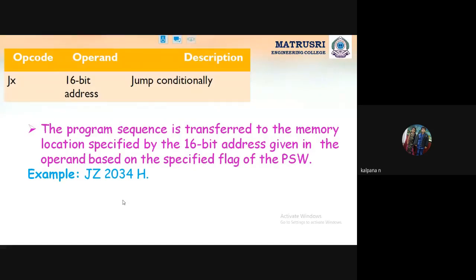The program sequence is transferred to the memory location specified by the 16-bit address given in the operand. But this is conditional. Conditional means some flags will have an effect. The flag register has some flags. Do you remember? Sign flag, zero flag, carry flag, parity flag, auxiliary carry flag, right? Yes or no? Yes, ma'am.